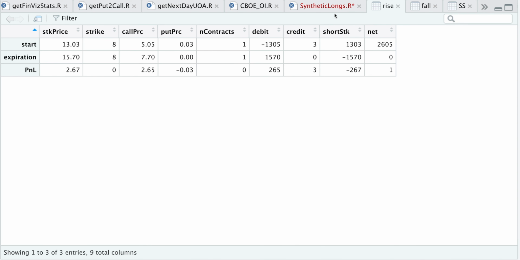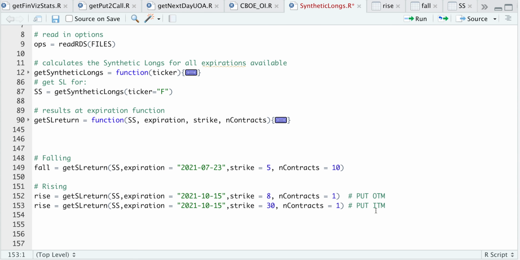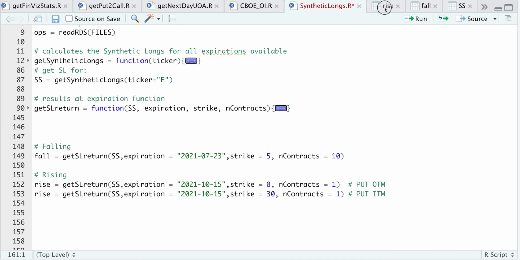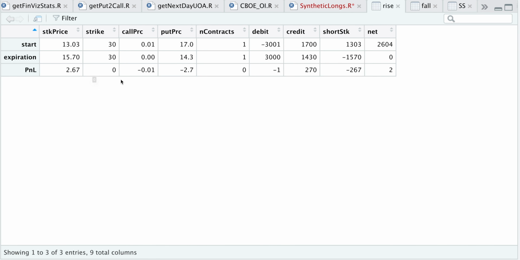Now let's take a look at the case where the put is actually in the money. So I'm going to use the $30 strike, same expiration. And if we take a look at that data frame again, so same results except the call price lost a penny. The put price went from 17 to 14.3, so I lost a total of 270. On our debit side, we have negative 3001. At expiration, it was just 3000, leaving us with -1.